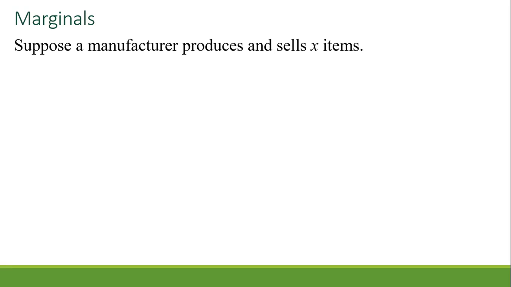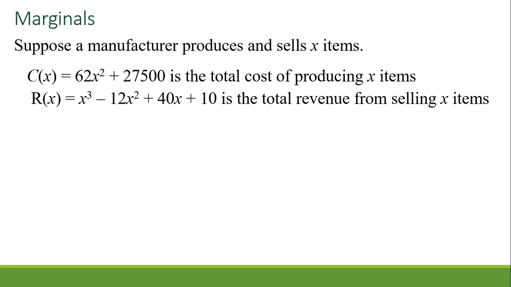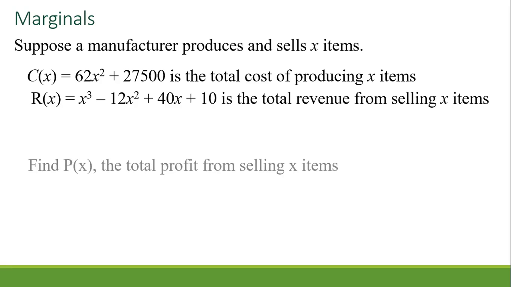So let's suppose that a manufacturer produces and sells X items. And we have a cost function that represents the total cost of producing all X of those items. And we have a revenue function that tells us the total revenue from selling all X of the items. How can we find the profit, P of X, of selling all X items?